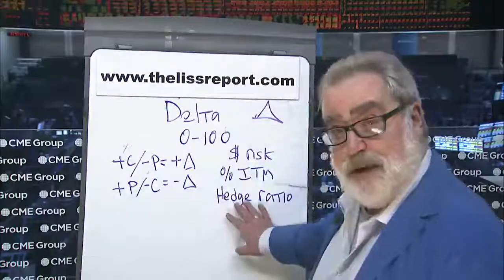The next use of delta is hedge ratio. How much of the underlying value do I have to buy or sell to remain delta neutral? For instance, let's go back to that at the money call, the 100 call, delta 50. Let's say I sell 10 of them. That makes me short 500 deltas. So I need to buy 500 shares of the underlying value to be delta neutral.